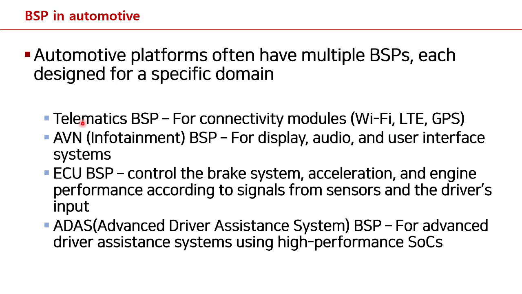Another widely used BSP in the automotive sector is AVN. We call it AVN, and sometimes we call it the infotainment system. AVN BSP is designed for display, audio, and user interface systems. And I think AVN is one of the most important components of automotive BSP.